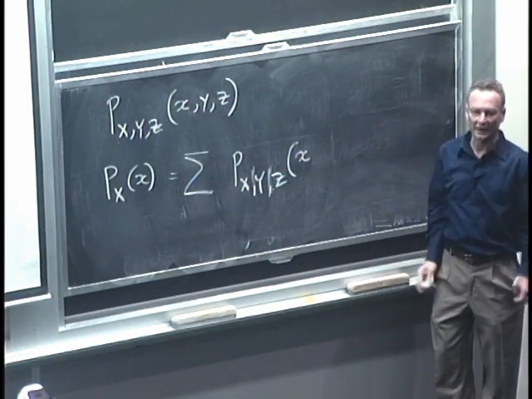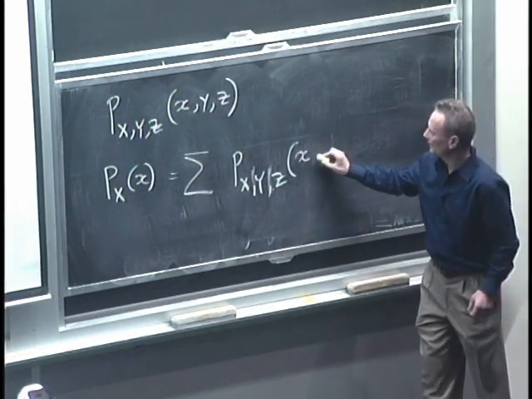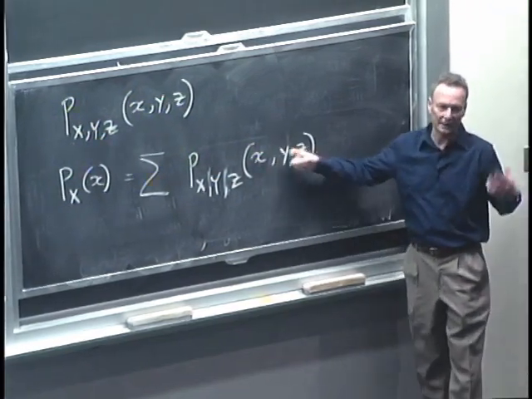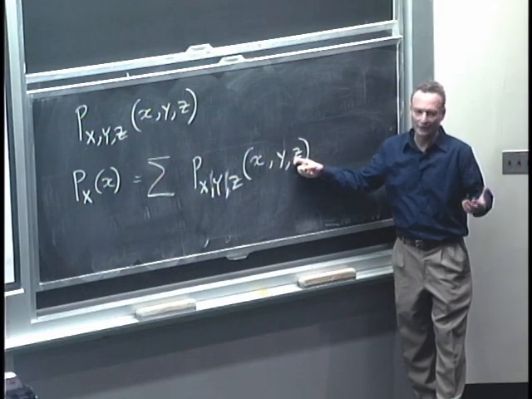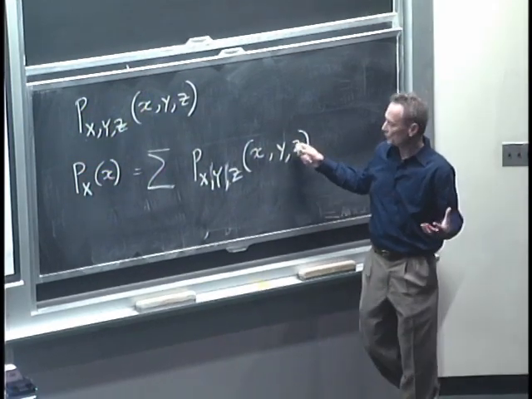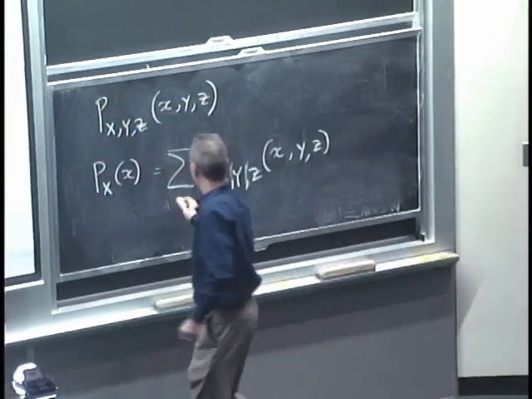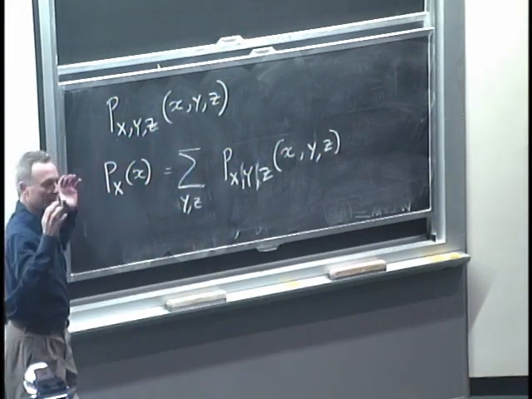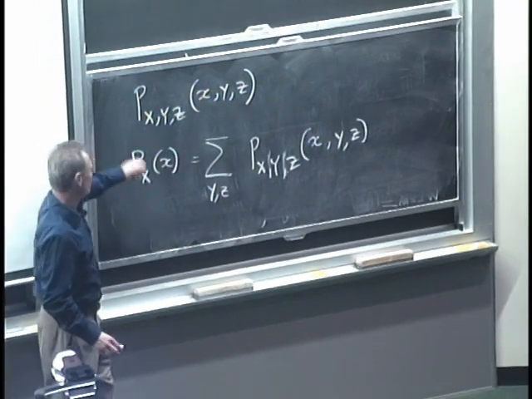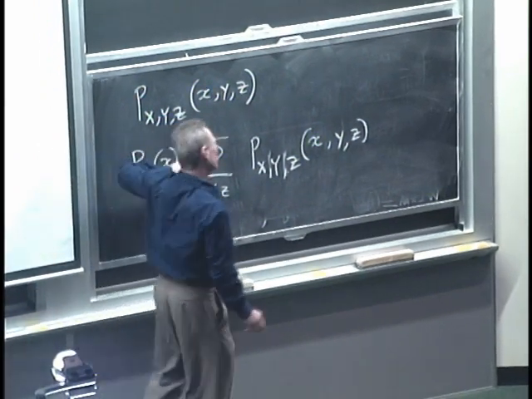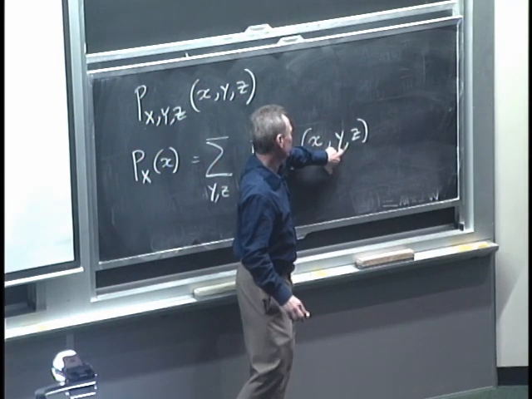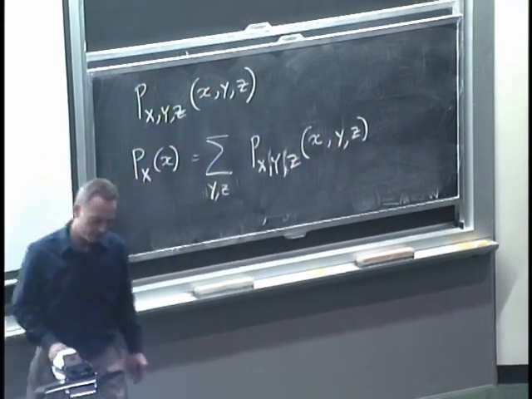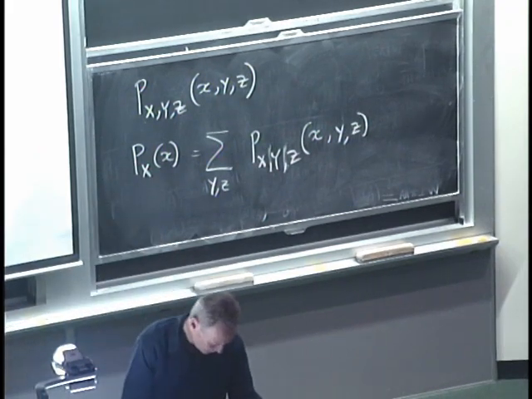So what are all the events? Well, this particular x can happen together with some y and some z. We don't care which y and z, any y and z will do. So when we consider all possibilities, we need to add here over all possible values of y's and z's. So consider all triples x, y, z. Fix x, and consider all the possibilities for the remaining variables, y and z. Add these up, and that gives you the marginal PMF of x.